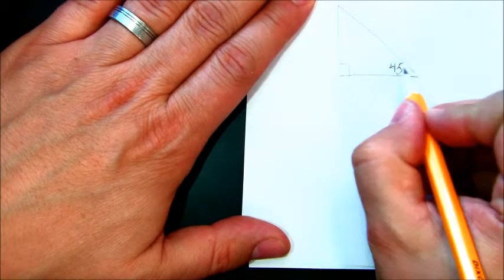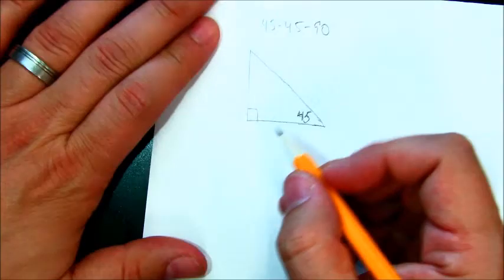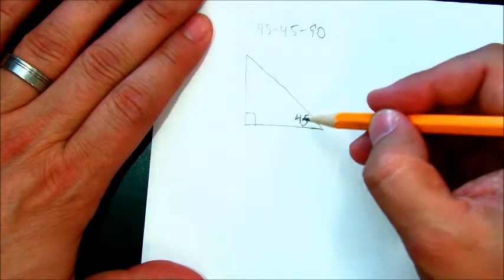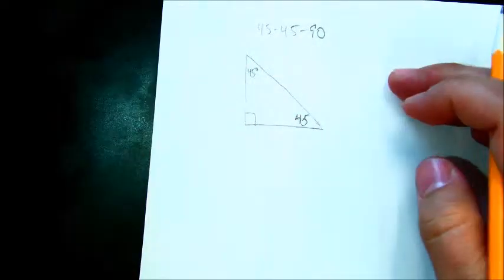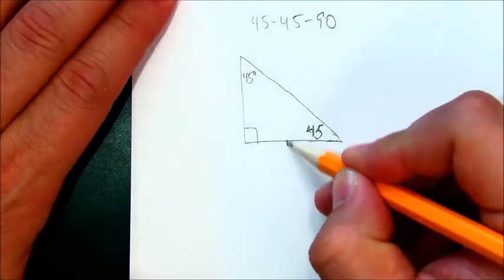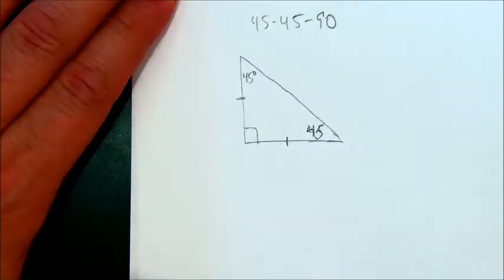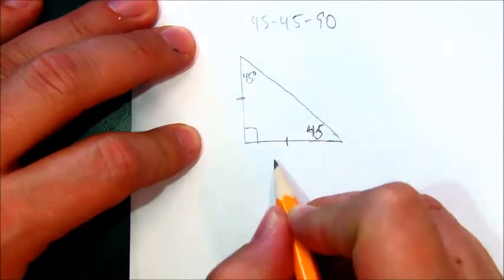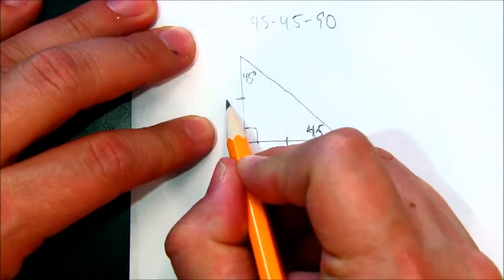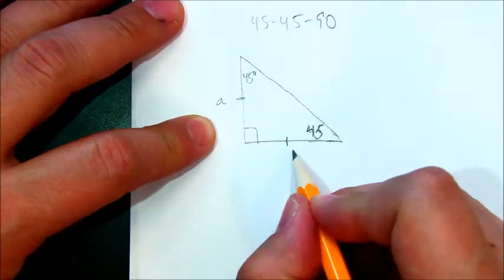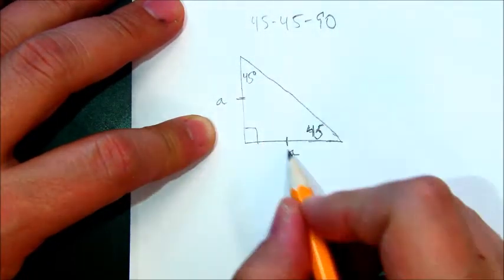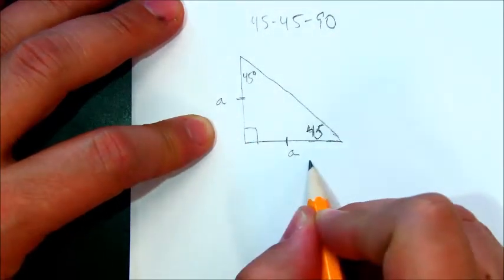We have a 90-degree angle, our right angle, and then we have 45 degrees, one acute angle, and the other angle is also going to be 45 degrees. This is an isosceles triangle, right? These angles are the same size, so we know that this side is also going to be the same size. We can use all that to find out some stuff. So, for instance, if I call one of the legs, one of the shorter sides, A, then these are the same size, so this is also A, whatever length this is.